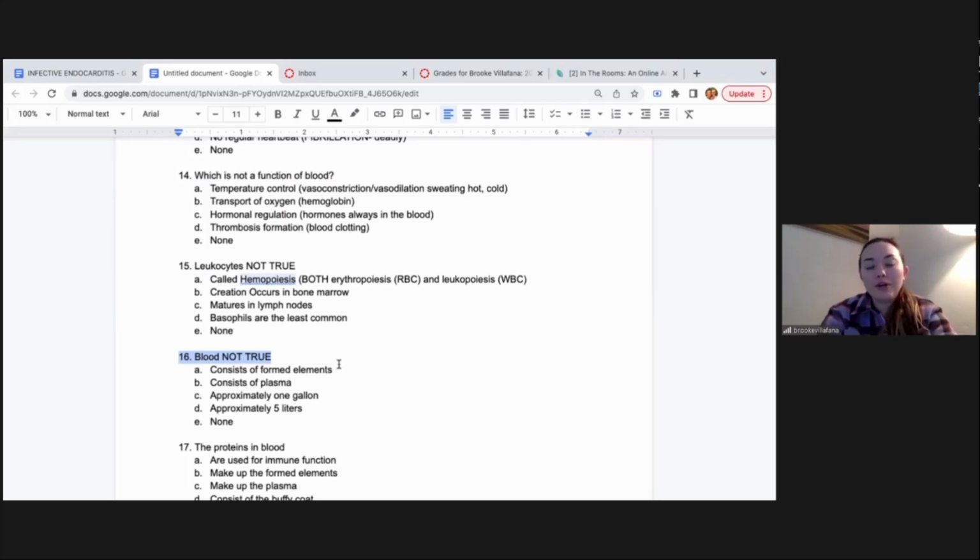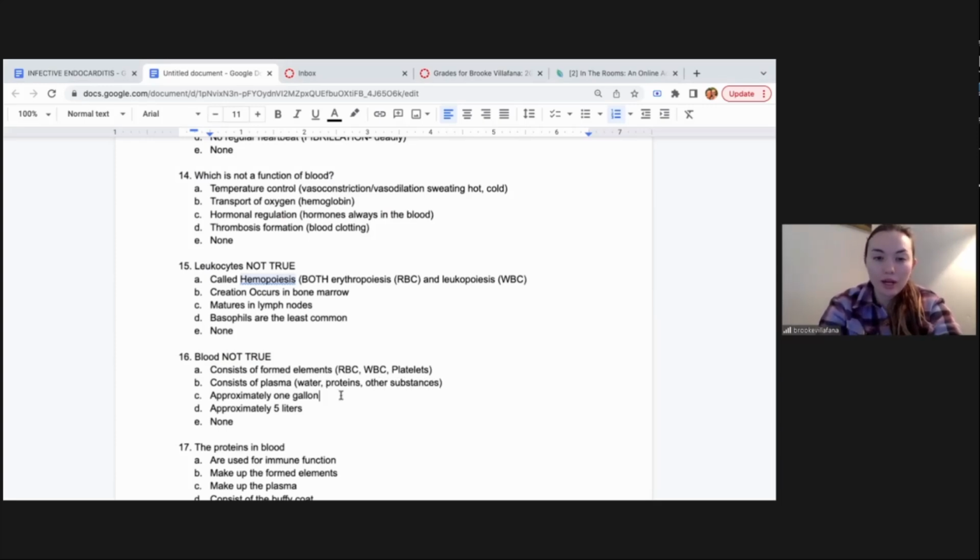All right, so we know nobody's answering A or B, so that's good. You guys know that blood consists of the formed elements, and we know those are the red blood cells, white blood cells, and platelets. And we know that it consists of plasma, which is the water, proteins, and other substances. So no one's answering A or B, which is great.